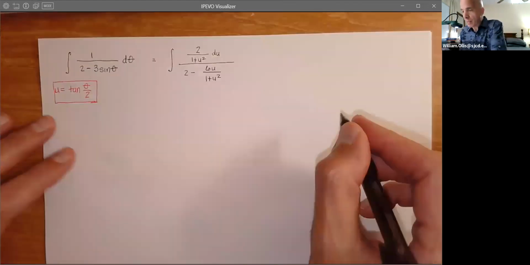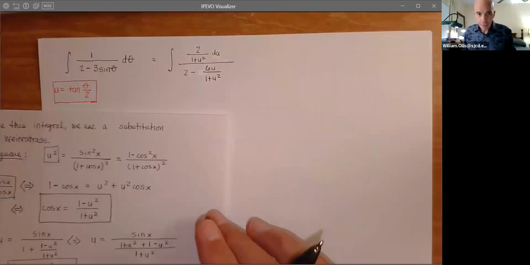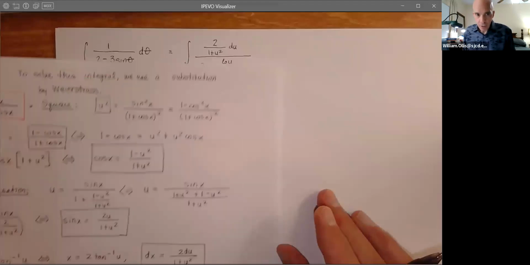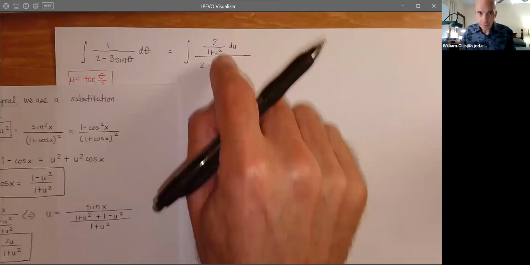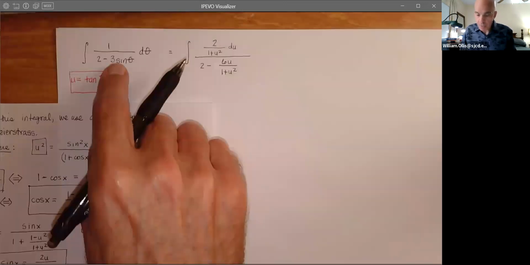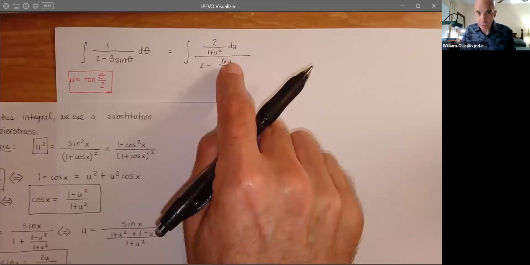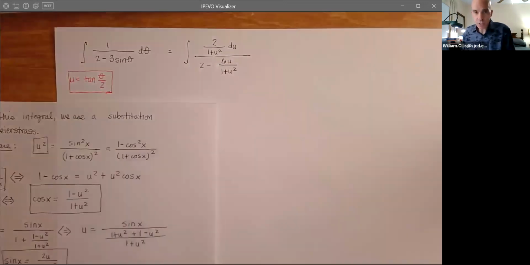So here's what I did. I just used what we derived. For the d theta, or the dx, I just used 2 du over 1 plus u squared right there. And then for the sine, we have 2u over 1 plus u squared. So I have negative 3 times that. So that gives me a 6u over 1 plus u squared. So that's just using what we just derived.